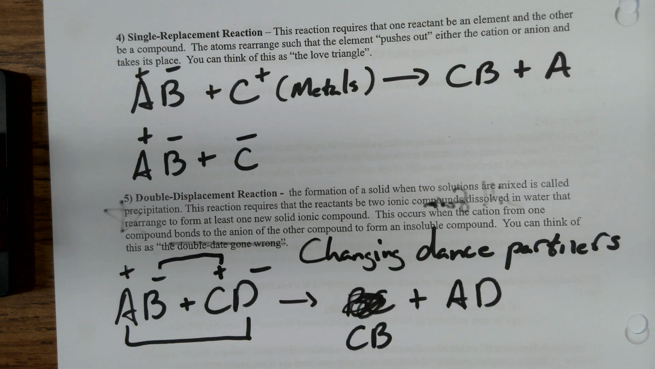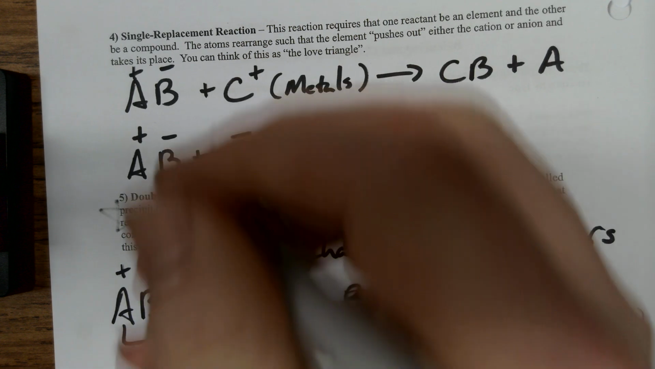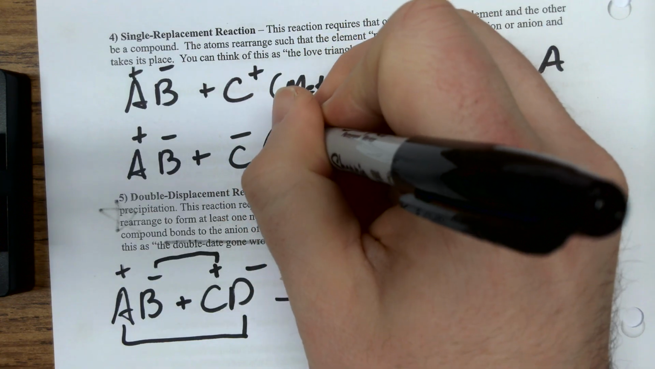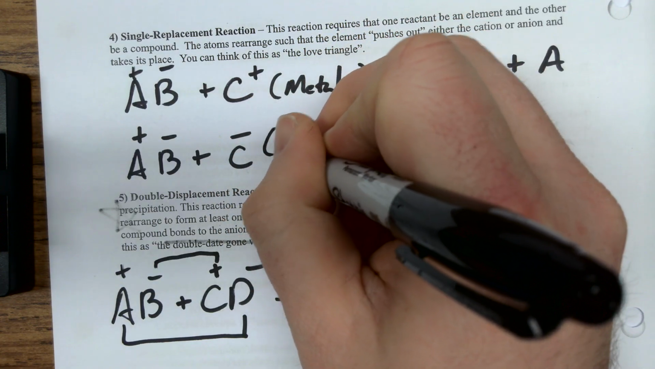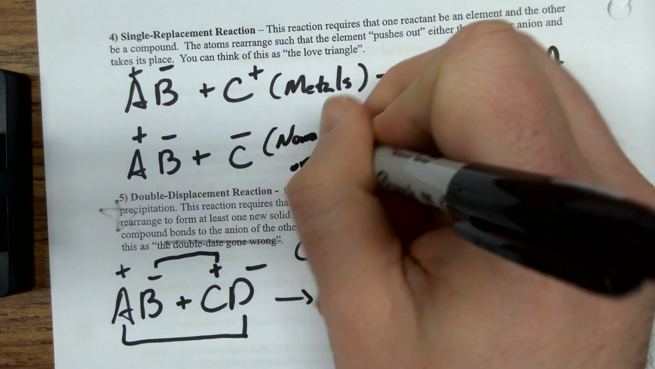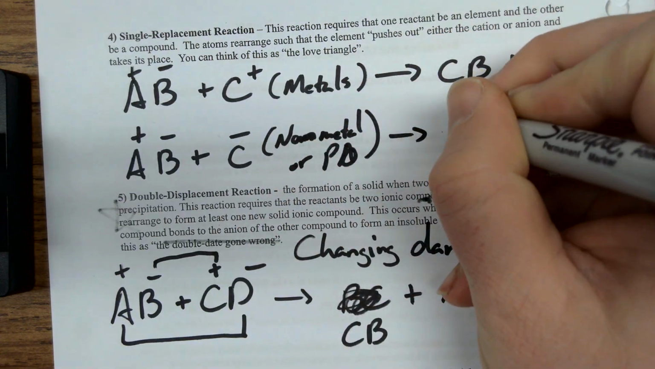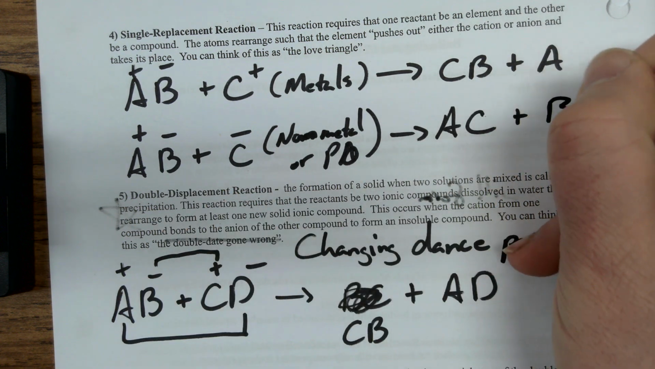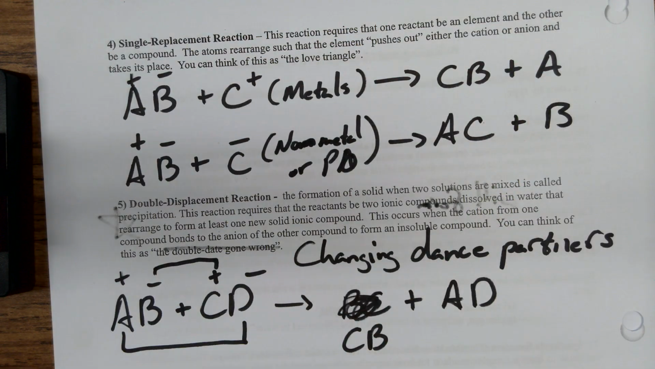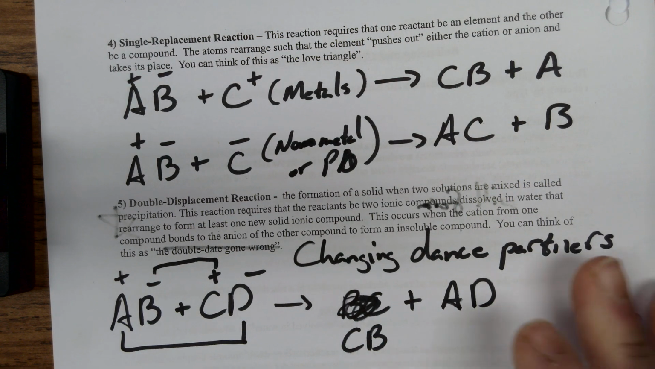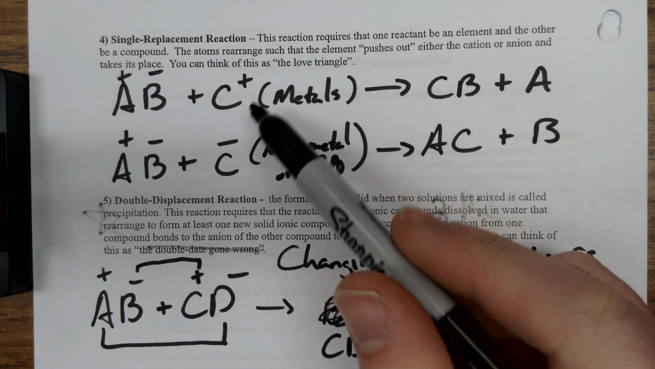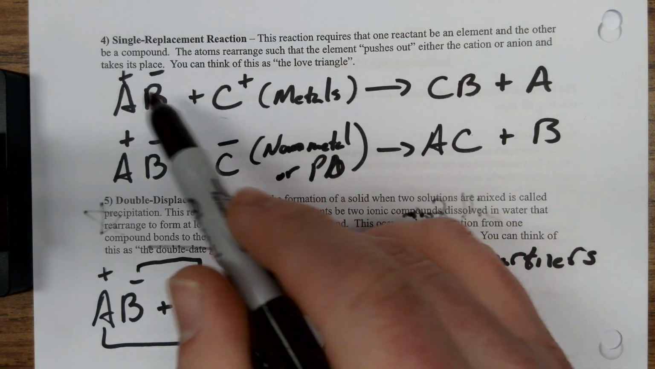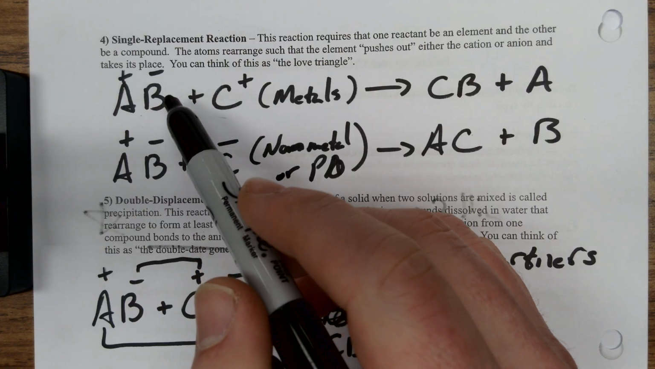If C, my element, is negatively charged, what would that mostly be? Would that be a metal or non-metal if it's mostly negatively charged? Yeah, usually non-metal, or my polyatomic ions. Then it's going to be the anion that gets kicked out. So it depends on which one is which. Some element is going to be positive or negative, and they're going to replace what's there in the compound.